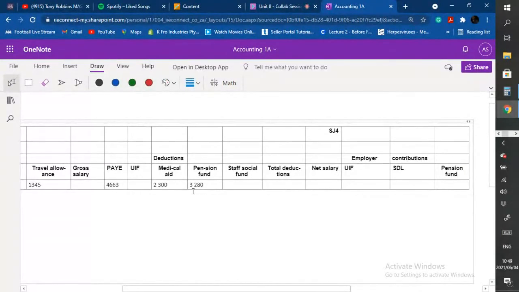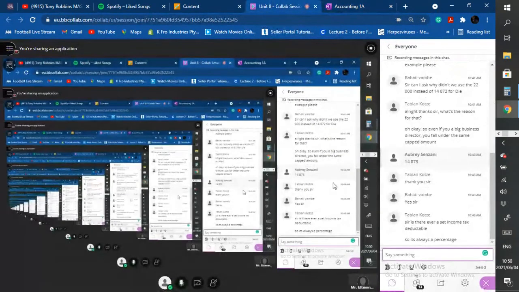So if it's rand for rand, what you're saying is since he contributes 3,280, that means that for every rand that Damien contributes, the company also contributes a rand. So if Damien is contributing 3,280, how much is the company contributing? Somebody tell me there in the chat. Rand for rand. 1 rand from Damien, 1 rand from the company. How much then?